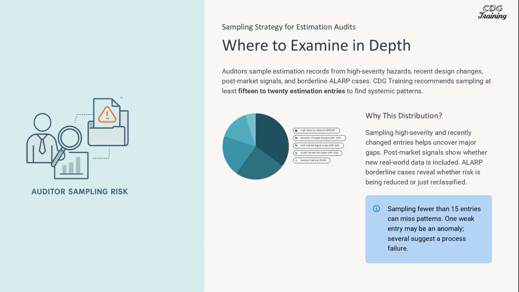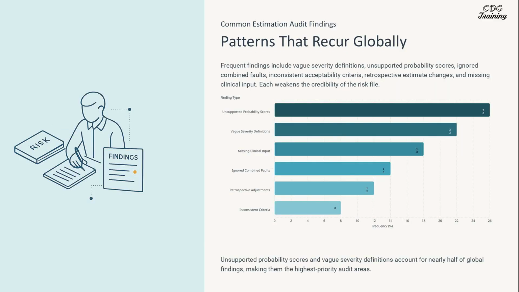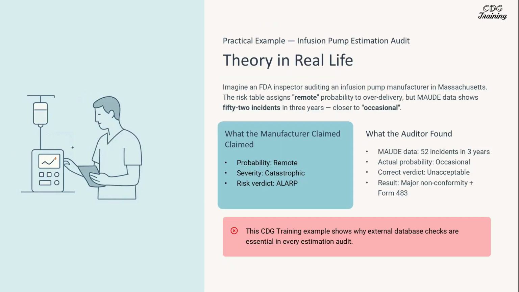CDG training recommends sampling at least 15 to 20 estimation entries to find systemic patterns. This helps identify high severity and recently changed entries. Frequent audit findings include vague severity definitions and unsupported probability scores. These weaken the credibility of the risk file and are high-priority audit areas. An FDA inspection revealed discrepancies in a manufacturer's risk estimation. This example shows why external database checks are essential in every estimation audit.